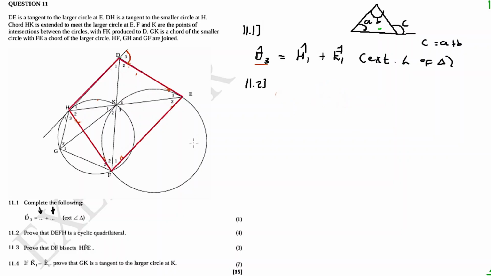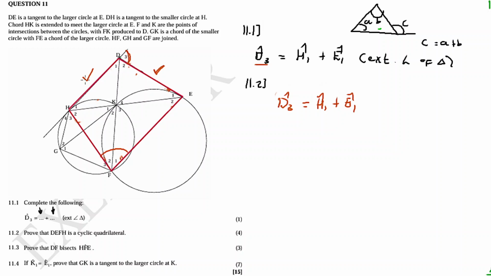Check this out. This is a tangent. Yes, it is a tangent. This is also a tangent. This is also a tangent. So check out now. We just proved that D3 is equal to H1 plus E1. So what we can do now is find a way of showing that this is equal to that.